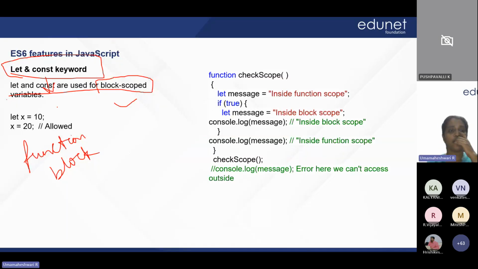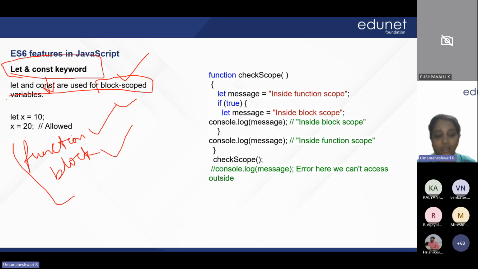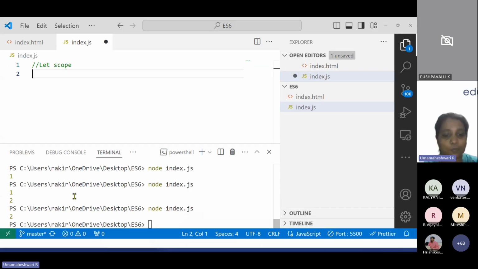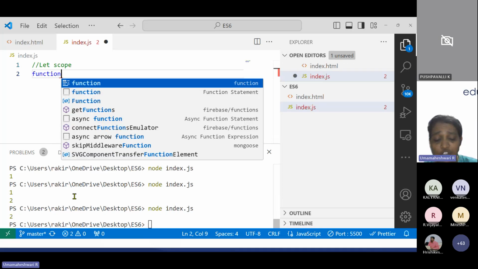So I was talking about this let and const keyword. let and const are used for the block scope, but there is something called a function scope and block scope. This we need to understand clearly, then only we are able to write code in a proper manner. Now I plan to show you an example of let as well as const for this scope. First I'm writing a function.